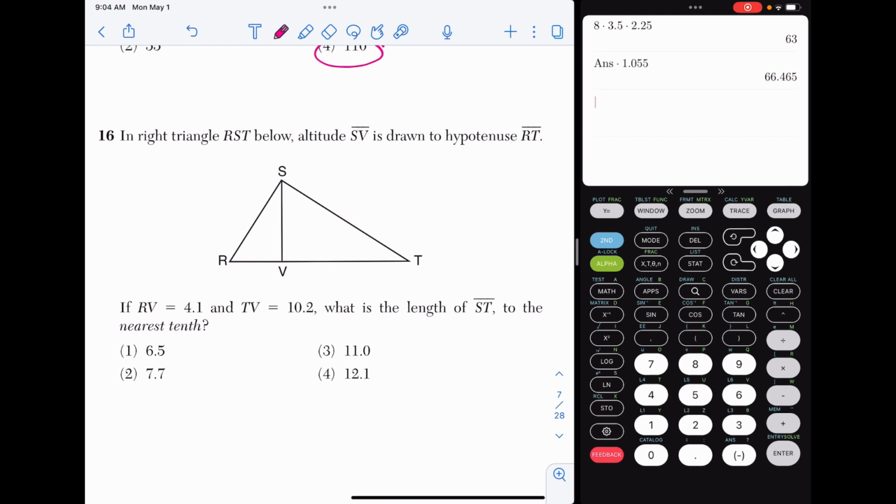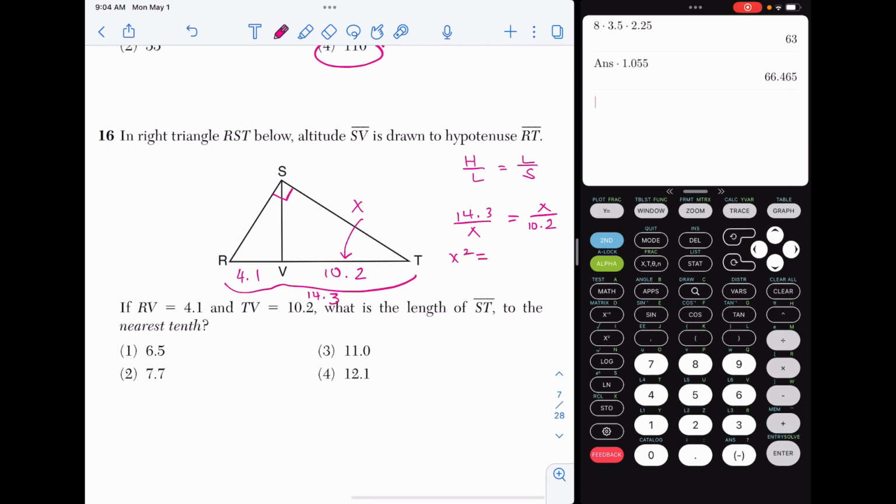16, in right triangle RST below, altitude SV is drawn. RV is 4.1, TV is 10.2. We're looking for the length of ST. All right, I'm just going to add this up to get the whole hypotenuse on the bottom. And I know it's a hypotenuse because it tells me we have triangle RST. So this is 14.3 as my total hypotenuse. For these problems, I use the Hills and SAS shortcut. Hills means use the hypotenuse of the big triangle over the leg of the big triangle, and whatever segment is closest to it.